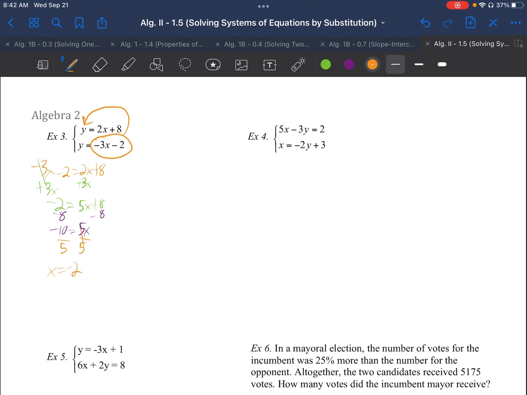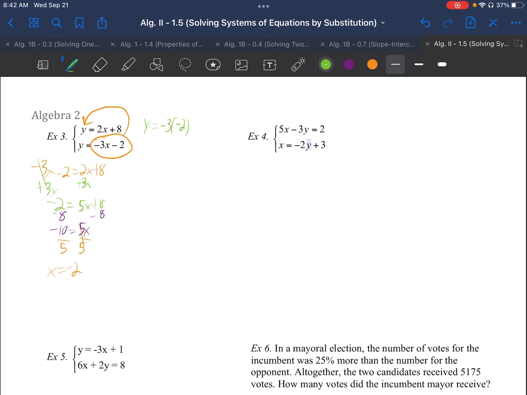Now I can plug it into either of the original two equations. I'll choose the bottom one. It really doesn't matter. And you'll probably develop preferences as you continue to work with these of saying, I'd rather use the top one in this scenario or the bottom one in this scenario. That's totally fine.